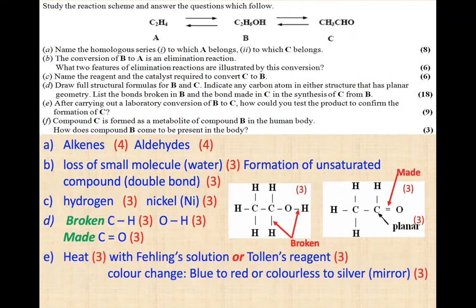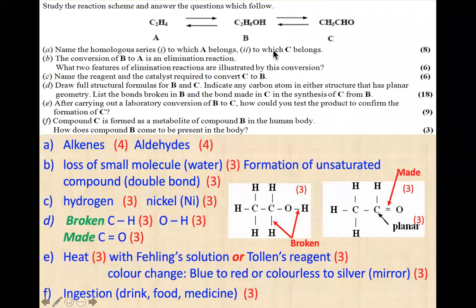And then E, after carrying out a laboratory version of B to C, how could you test the product to confirm the formation of C, to show the formation of the aldehyde? Well, you can heat it with Fehling's or Tollens' reagent, and it will either go from blue to red if you've used Fehling's, or colorless to silver mirror if you've used Tollens'. Don't get them mixed up. And then finally, F, compound C is formed as a metabolite of compound B in the human body. How does compound B get to be present in the human body? Compound B is ethanol. Well, the most common way it gets in is we drink it as a beverage, but it can be there as medicine and other things.